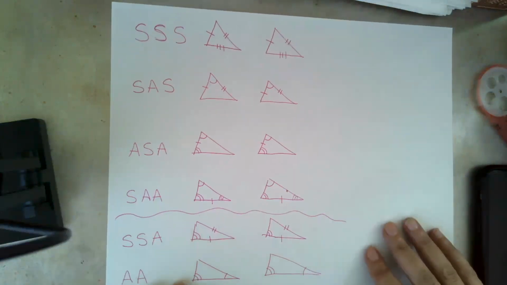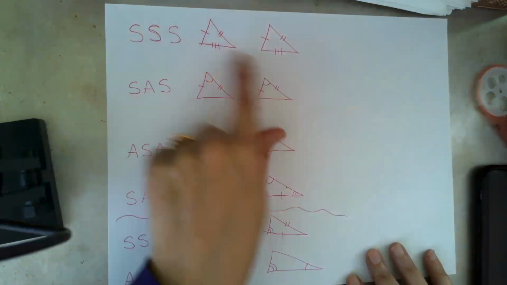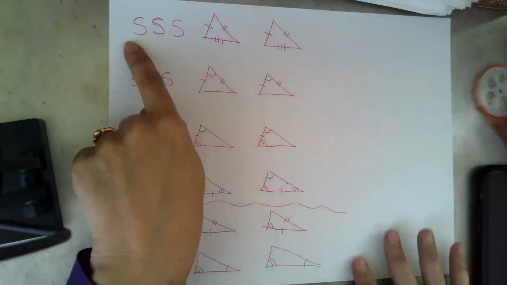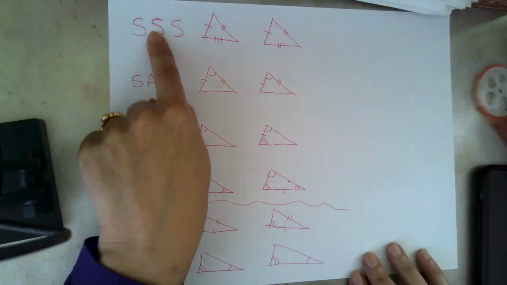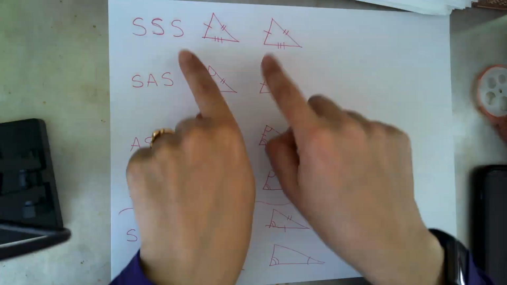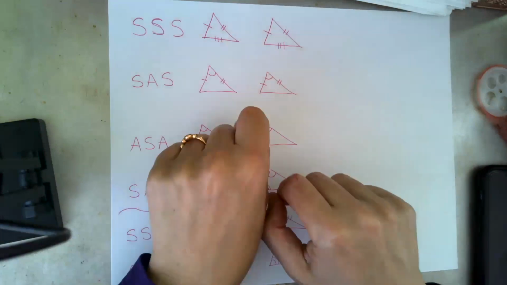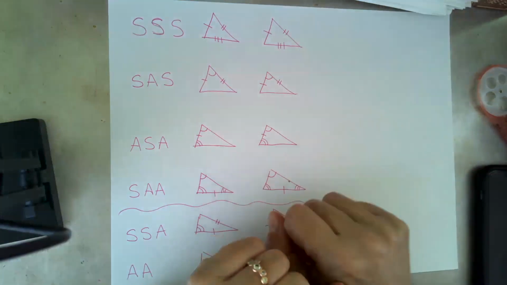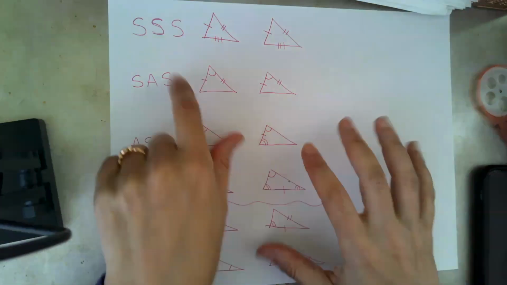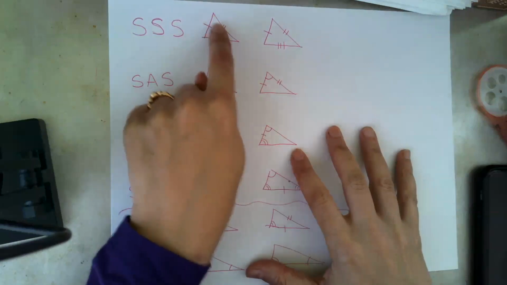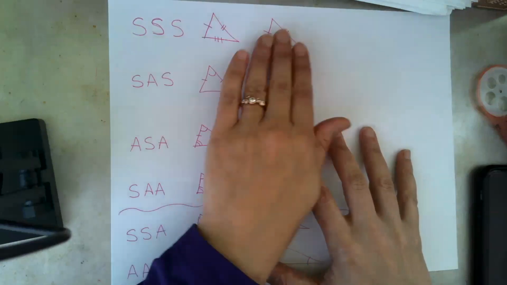Alrighty, so here we are, and these are our 4 congruent shortcuts. So this first one, these S's stand for side, side, side. And what that tells me is that if all 3 sides of one triangle are congruent to the corresponding 3 sides in another triangle, then I know that every side and every corresponding angle will also be equal to each other.